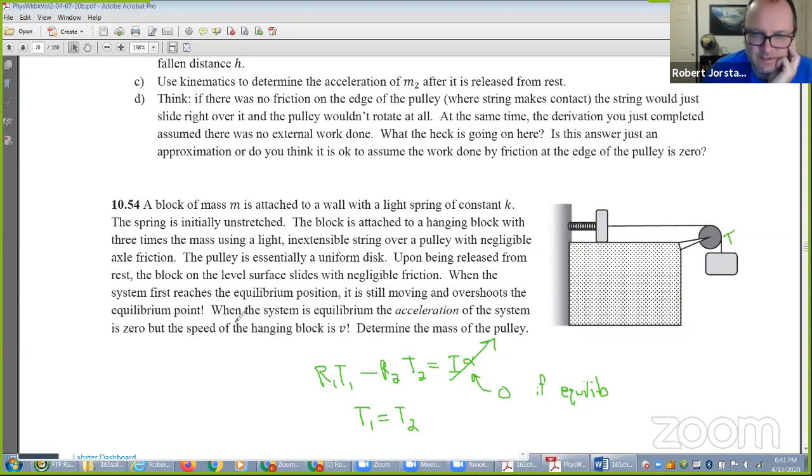Now, when the system is at equilibrium, the acceleration of the system is 0, but the speed is not. Hopefully that makes sense, right? This thing is falling downwards at the equilibrium position. It's going to overshoot and keep falling, and then eventually the upwards acceleration will cause it to slow down, and then it'll bounce up and down, going past equilibrium.